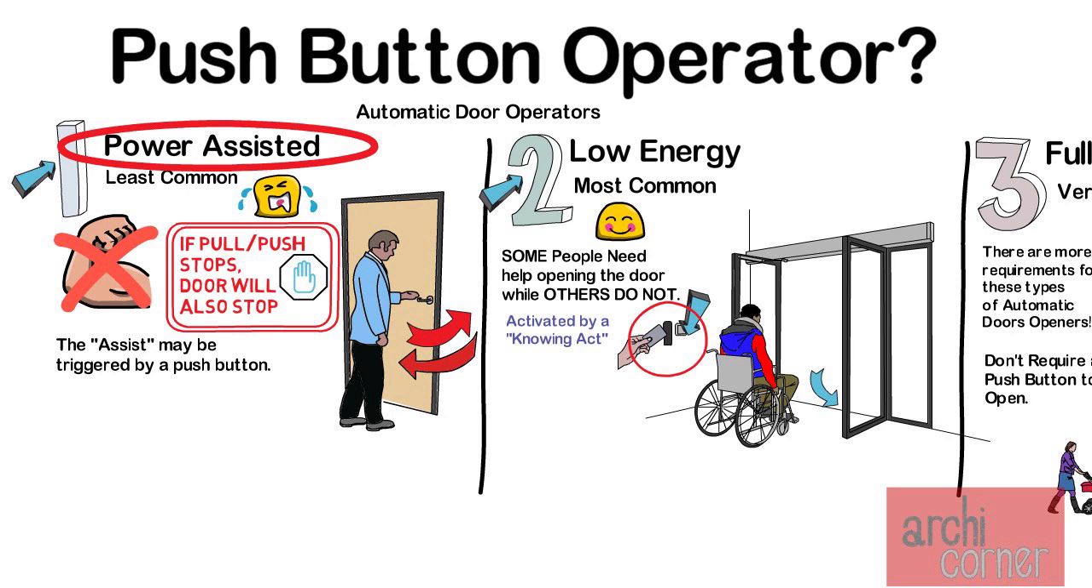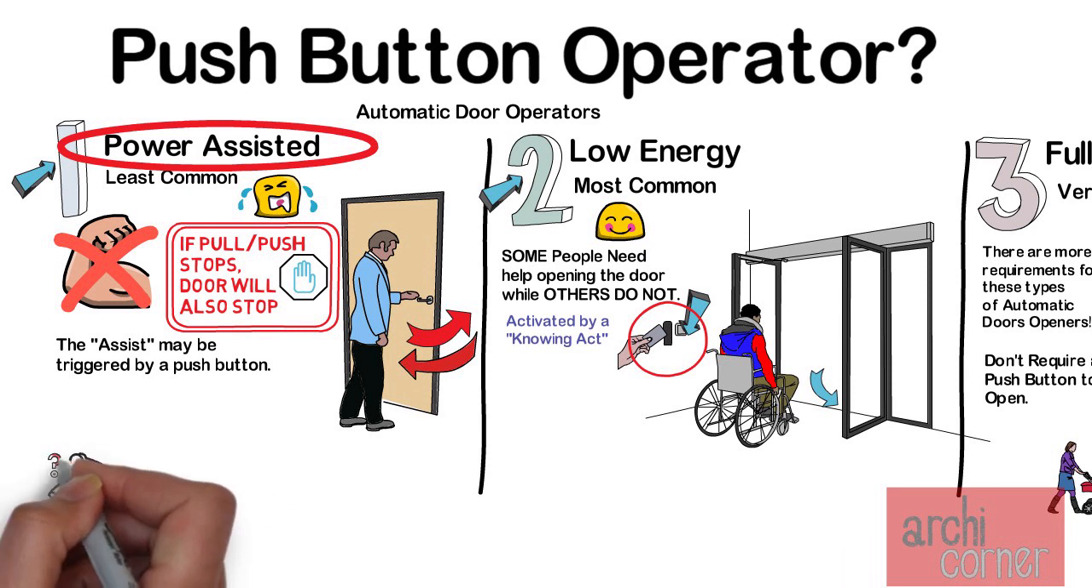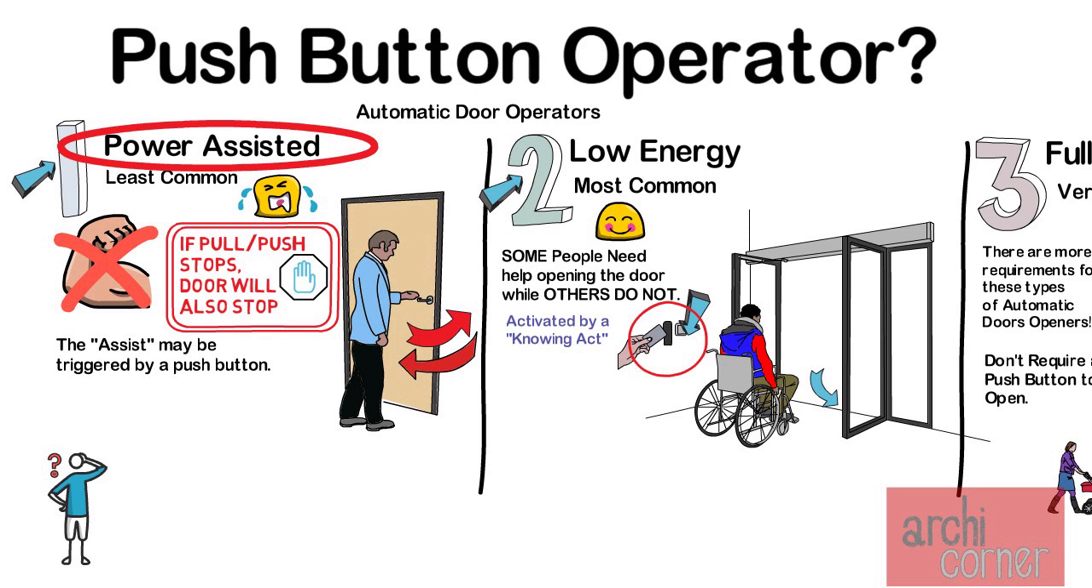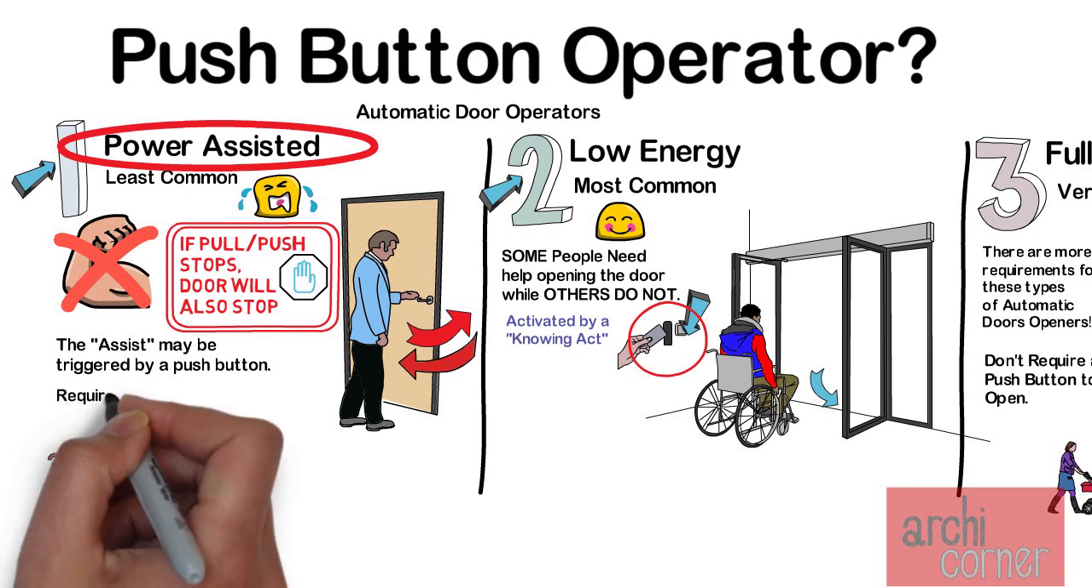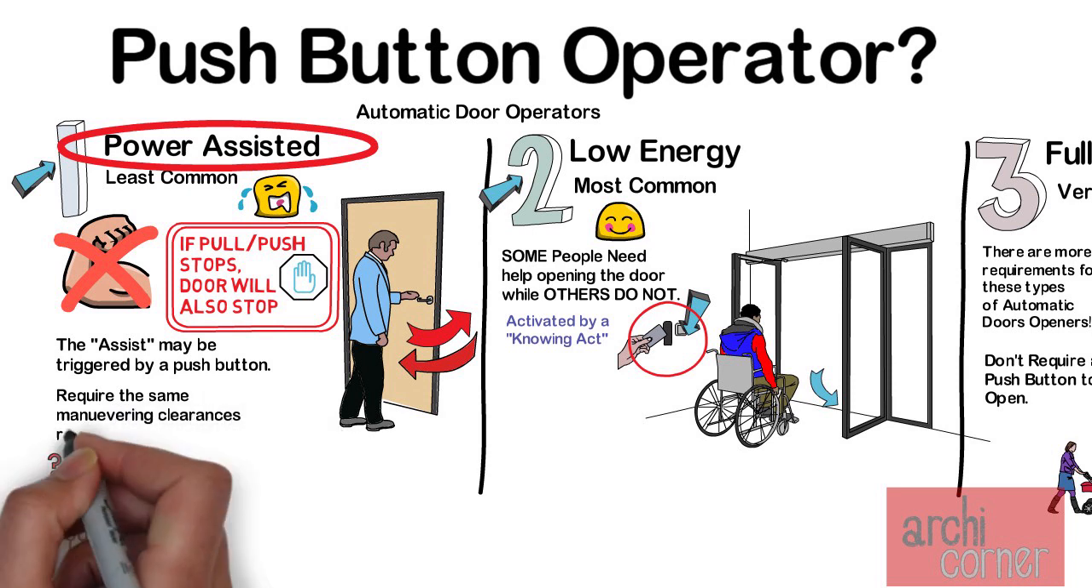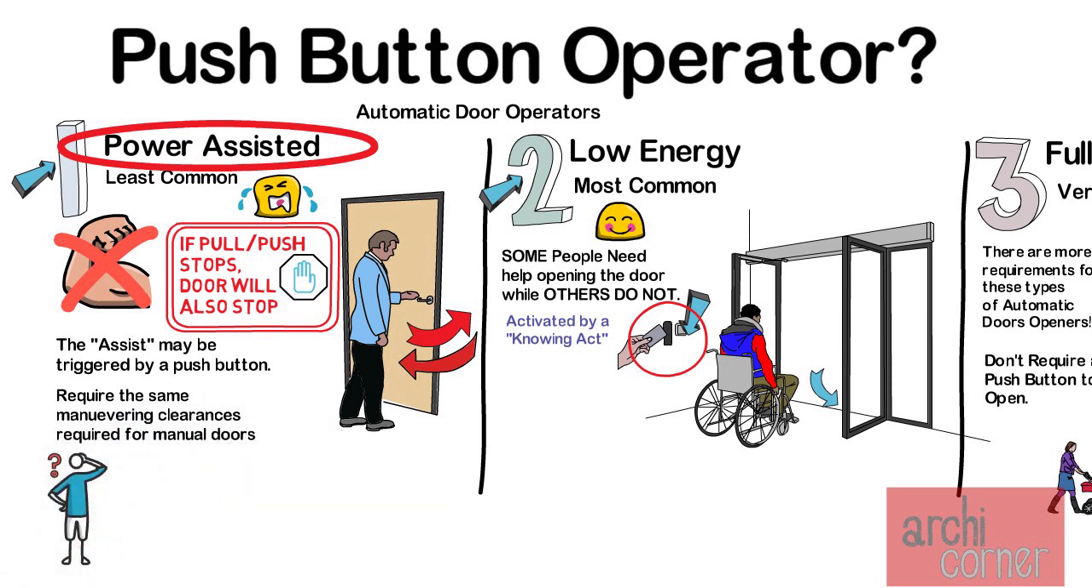Without this physical input, the door would simply not open. Now that we clarified what type of locations may have a push button, let's talk about why you would use one versus the other. The key in knowing when to use one or the other lies in the fact that the doors provided with power assist require the same maneuvering clearances required for manual doors.